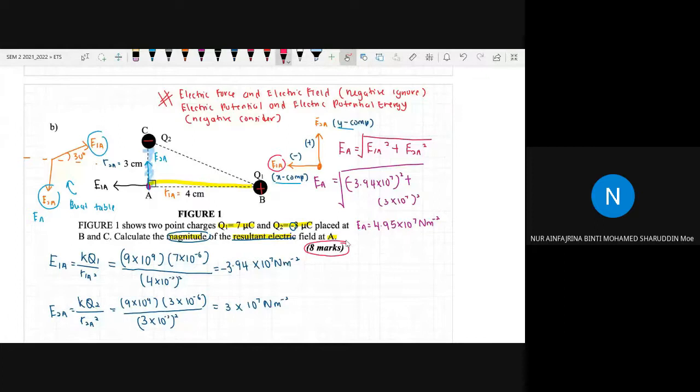Okay, may I proceed? Or ada yang masih tengah macam digest this question? Proceed, madam. Okay, proceed. Okay, it's okay. Later Miss akan hantar PDF ni kat korang.